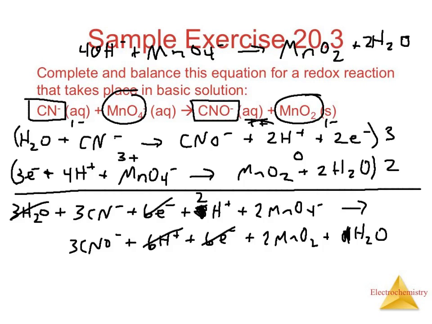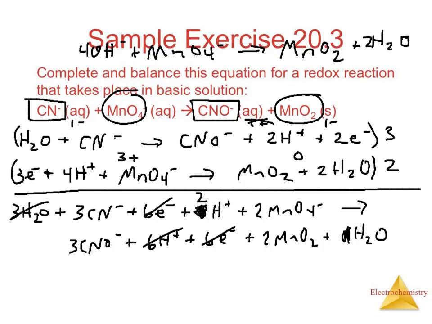We would be done if this was an acidic solution. The problem is we did this in a basic solution, and there should not be any H plus in a basic solution. So what I'm going to do here is a little algebra trick. In a typical algebra problem, if you add the same thing to both sides, it doesn't change the value of the equality. We're basically going to do the same thing here. We're going to add OH minus to both sides of the equation.